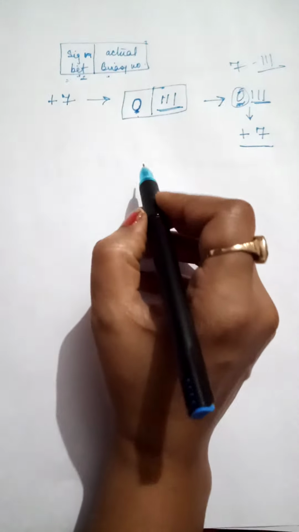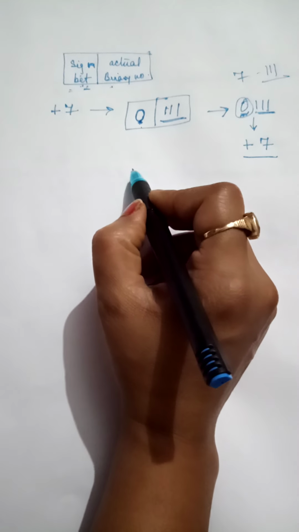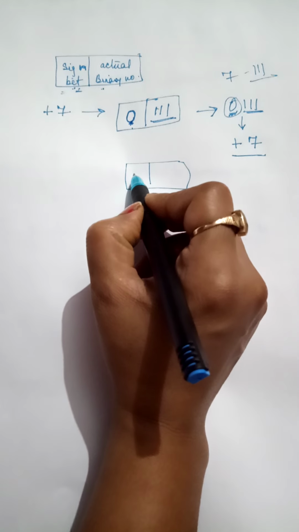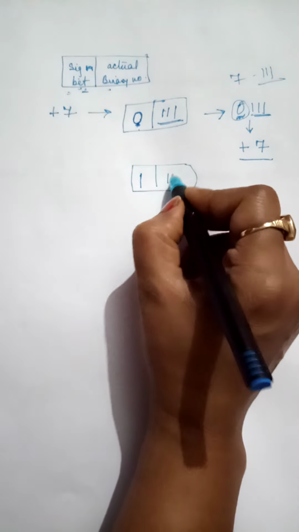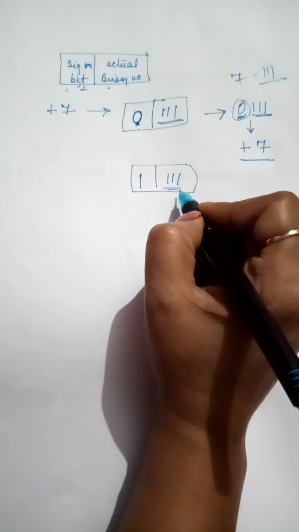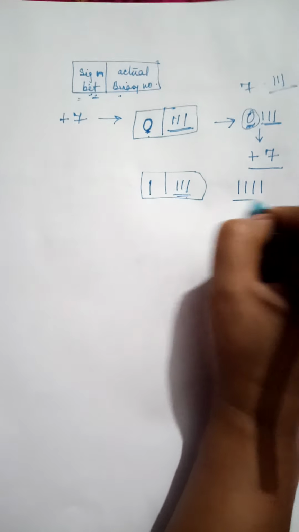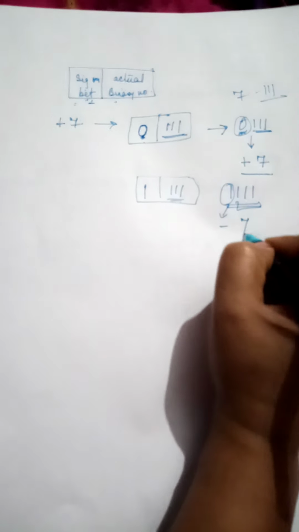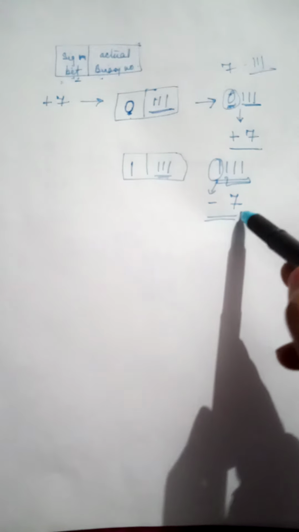But if we are talking about signed numbers, then 0, 111 means plus 7. Similarly, if you have to represent minus 7, then the sign bit will be minus, and minus is represented by 1, then 111 is the actual binary value of 7. So 1, 111: this is the sign bit, it means minus, and this is for 7. So this represents minus 7. This is the binary equivalent of minus 7.